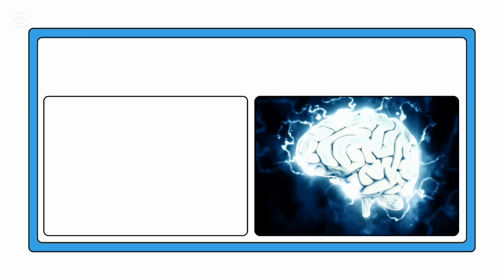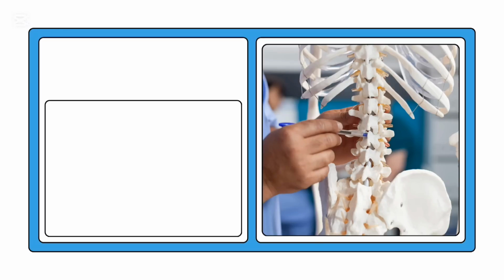The peripheral nervous system, PNS. The PNS connects the CNS to muscles, organs, and skin through nerves. 1. Two major divisions of the PNS. Somatic nervous system, voluntary actions, controls conscious movements. Autonomic nervous system, involuntary actions, controls unconscious activities.